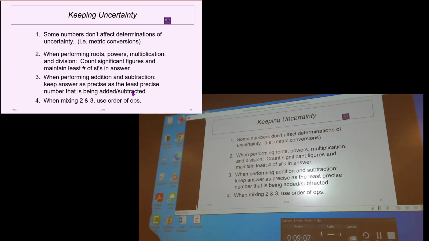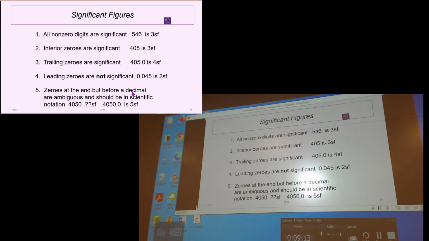Once you've got this down, we'll talk it out, because there's some more you need to know around it. First off, what are significant figures? We'll start with that. I'm going to show you the rules for all that.